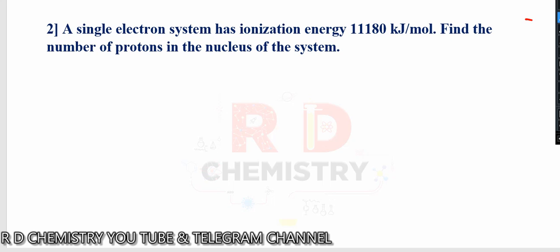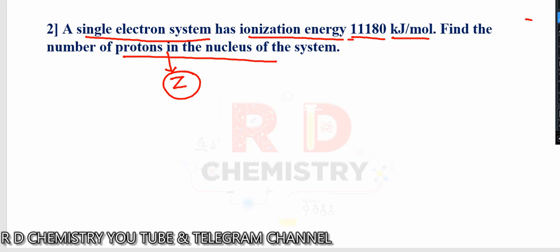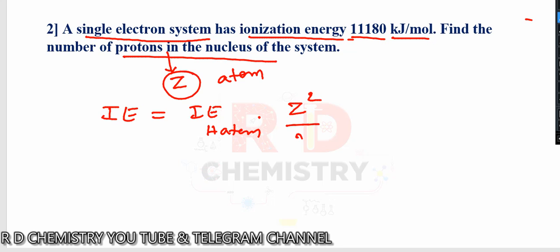See the next question. A single electron system has ionization energy 11180 kilojoules per mole. Find out the number of protons in the nuclear system. Number of protons is equal to atomic number Z, which you have to find out. In the atom you have to calculate, not per mole. So they have given the ionization energy. I'll write down the formula. Ionization energy of any species is equal to ionization energy of the hydrogen-like species into Z square divided by n square.